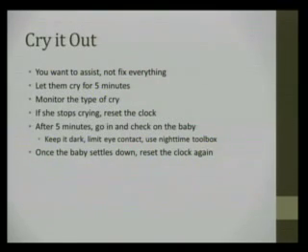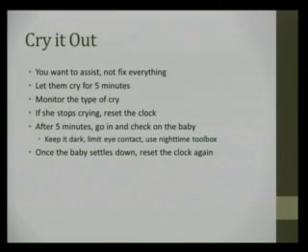This is kind of the limited crying method. There's a couple different crying methods. This one's limited, so it seems nice to parents. You let them cry for 5 minutes. You can monitor their type of cry. As parents, you can tell if something's really wrong or if they're just frustrated and they want some attention, or if they're kind of, you know, just grunting to get themselves to sleep. So you want to monitor the type of cry, and you're watching.